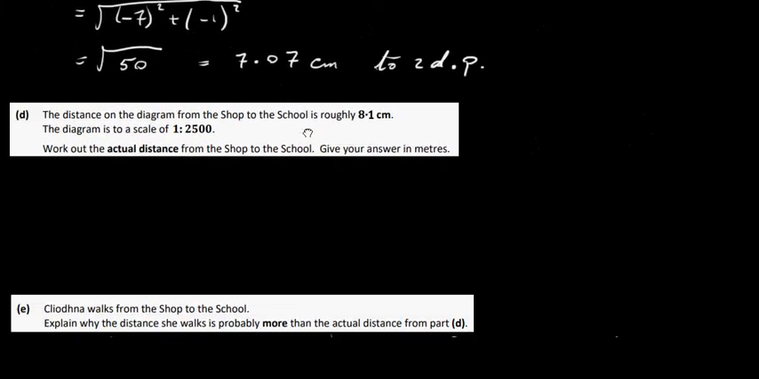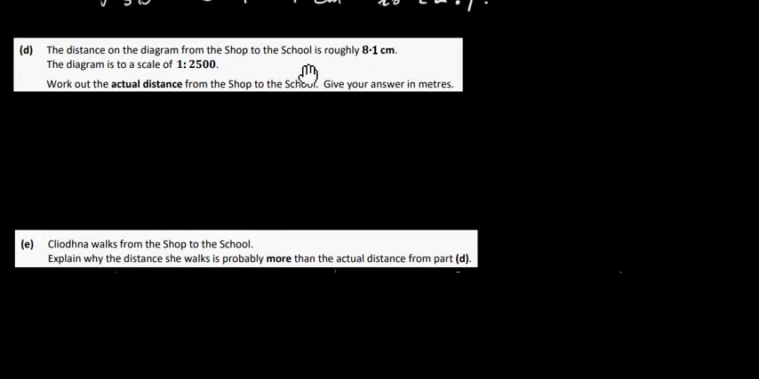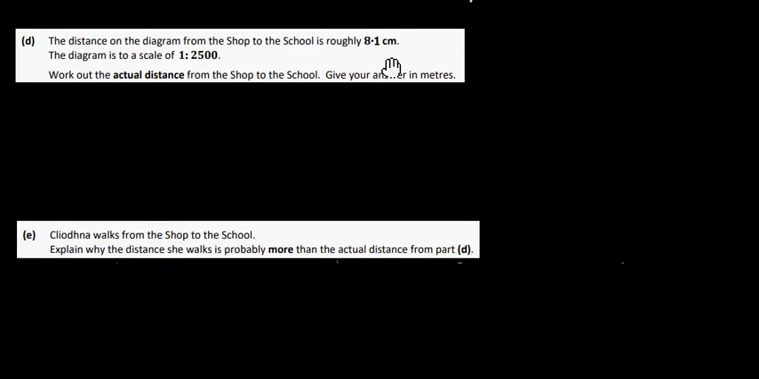Okay, next one then. The distance in the diagram from the shop to the school is roughly 8.1 centimeters. Now that's on the diagram, so if you get a ruler and measure from the point where the shop is to the point where the school is, you'll get 8.1 centimeters roughly. Now the diagram's scale is 1 in 2,500. Work out the actual distance from the shop to the school. Give your answer in meters. So in other words, 1 centimeter on the map represents 2,500 centimeters in reality.